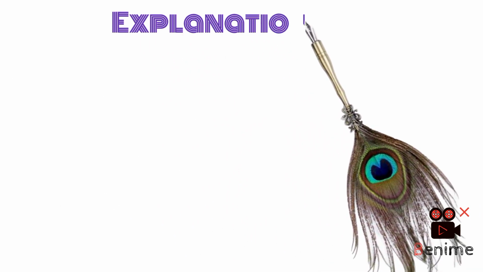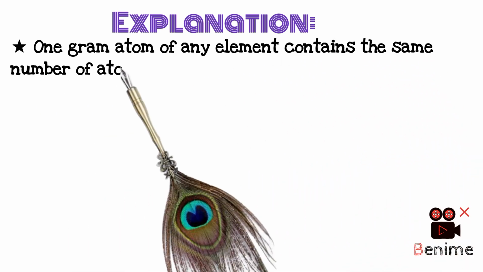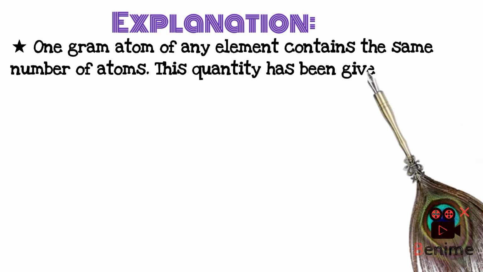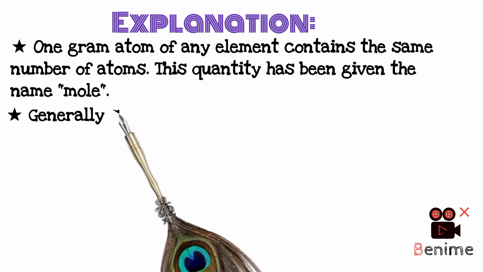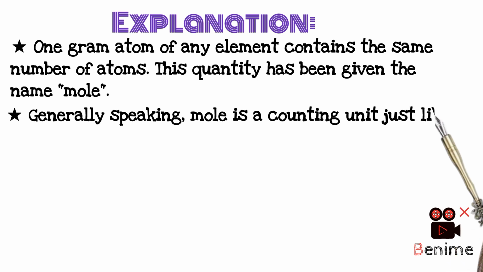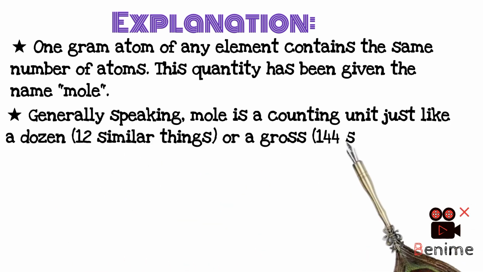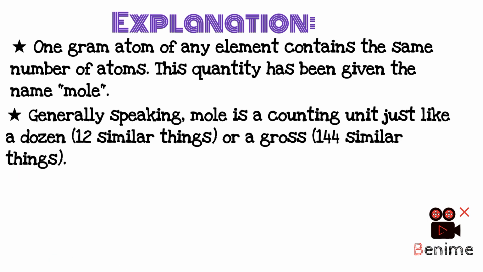Explanation. 1 gram atom of any element contains the same number of atoms. This quantity has been given the name mole. Generally speaking, mole is a counting unit just like a dozen, 12 similar things, or a gross, 144 similar things.